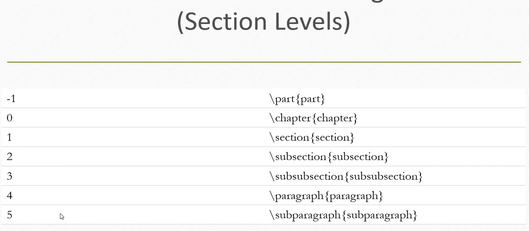Then levels 1 to 5 are present in all document classes. So you can say levels 1 to 5 are available in all document classes, like section and subsection, and you can include them in other classes as well.